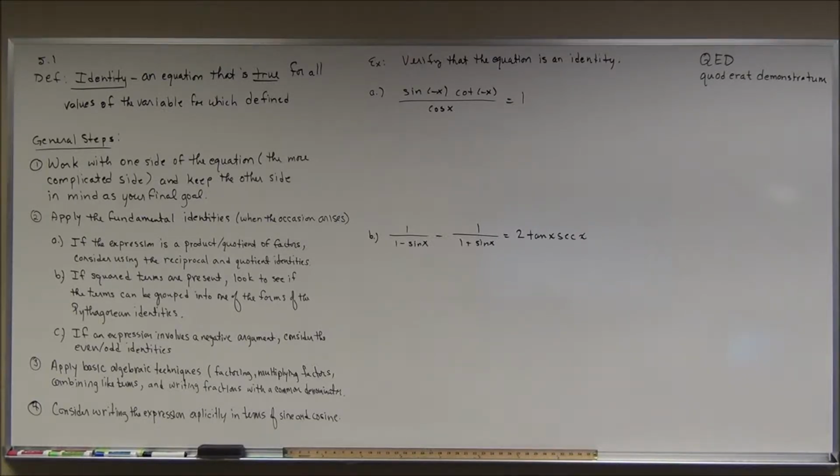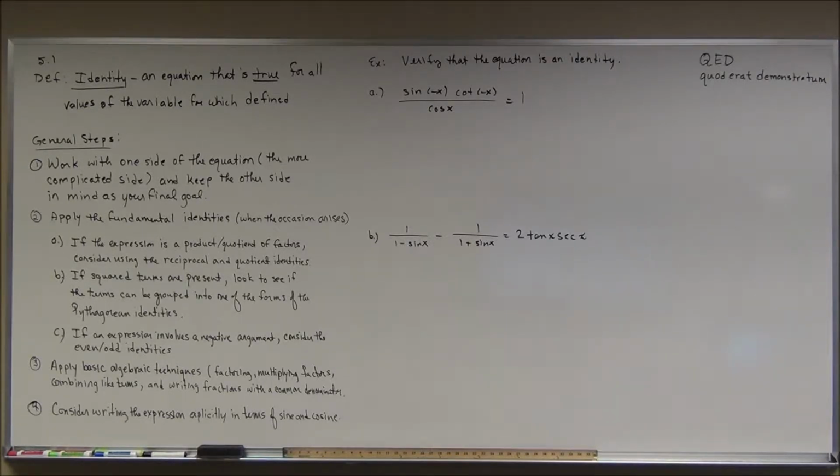Now once you've done those kinds of things, you also have to remember you're going to use some algebra. You might have to use some factoring, you might have to multiply factors, combine like terms. You might want to write rational expressions, fractions, so that they have a common denominator. And if all else fails, and this is my go-to when I'm not really sure how to get started, a lot of times I'll rewrite the expression, changing all the trig functions into terms of sine and cosine.